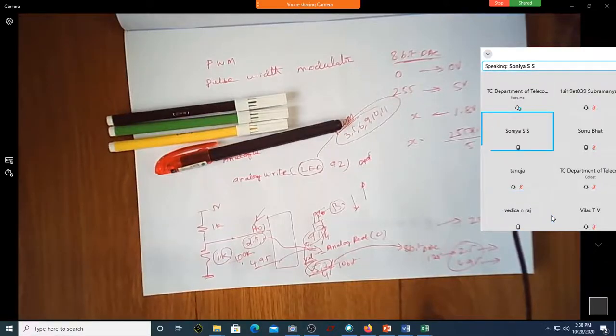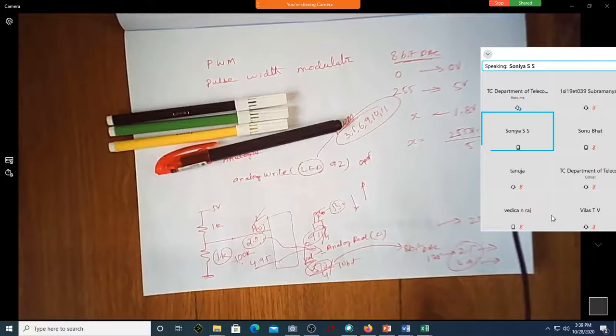Sir, keep the mic closer to you. It's very light. Speak. Sonia? Hello, sir. While writing a program, we use a statement called pinMode(LED, OUTPUT). What does it signify, sir?